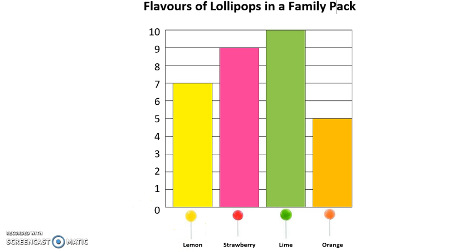So let's start by finding the title. Point to the title. If you pointed to here, flavors of lollipops in a family pack, you're right. This is the title of our bar graph.